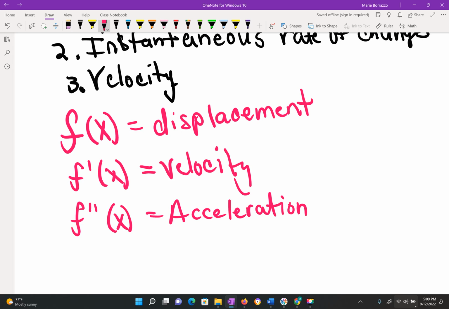Remember, this is the initial function. This is a function itself. This is the first derivative of the function. Can I just put first der? And then this is the second derivative. And this you can do if it's differentiable. If it isn't, then we stop.